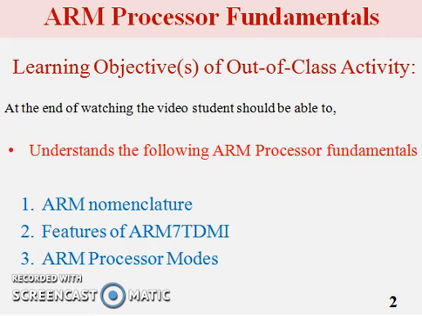So what is the learning objective of this out of class activity? The learning objective of this activity is to understand the following ARM processor fundamentals. First fundamental of this ARM processor is ARM nomenclature. So what is the nomenclature of the ARM? Then features of the ARM7 TDMI and ARM processor modes. So what are the different processor modes this ARM supports? So these are the learning objectives of this activity.